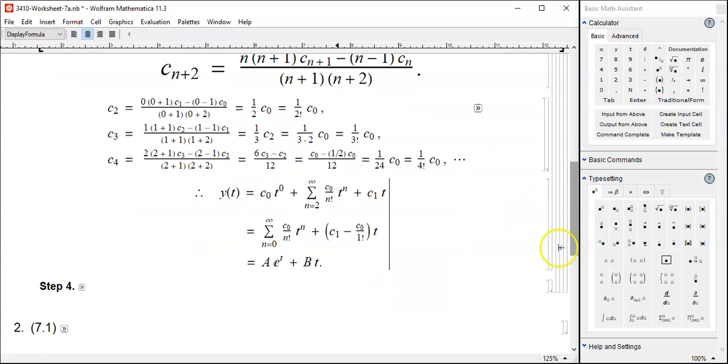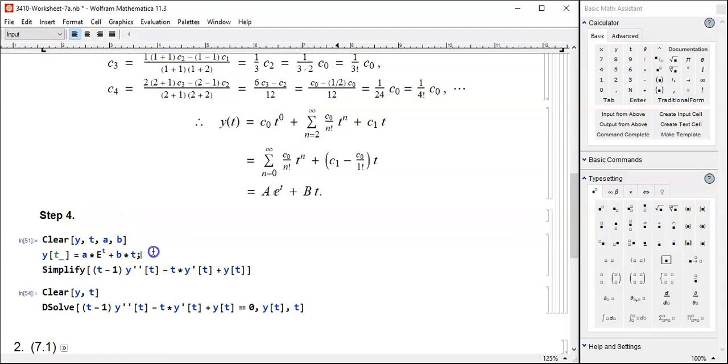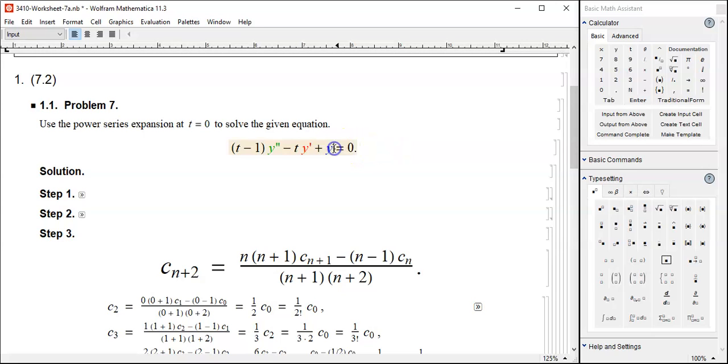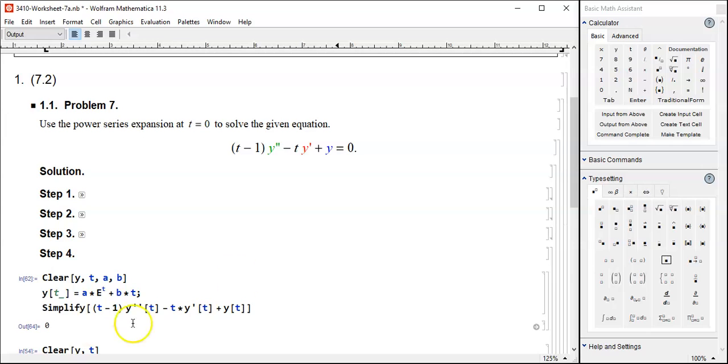Okay, is that really true? Can we check through Mathematica? Yes, we can. Let's run this program. I just name my function y of t as a e to the t power plus bt, as you see in the second line. And then let Mathematica simplify the differential equation: t minus 1 y double prime minus ty prime plus y. What is this part? It is nothing more than the left-hand side of the original equation. Let us simplify. And yes, Mathematica simplified, and what did you get? We got 0, which means, yes, we're looking at the correct solution here.